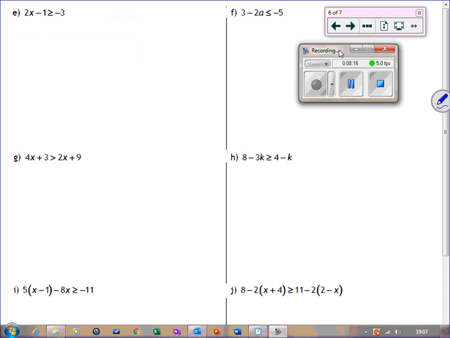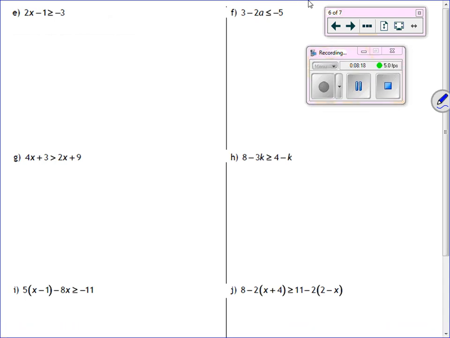Example E. We have 2x minus 1 is greater than or equal to minus 3. So that would just follow the normal process. We have 2x is greater than or equal to minus 3 plus 1. So 2x is bigger than or equal to minus 2. We're not dividing by a negative here because there's no negative attached to the x. So we don't change the symbol. So we just divide by 2 as normal. So we get x is bigger than or equal to minus 1.